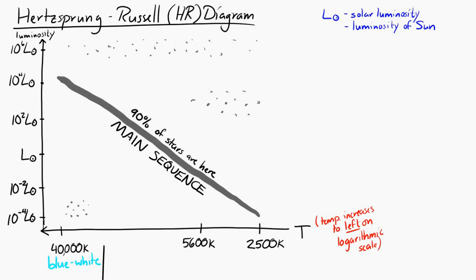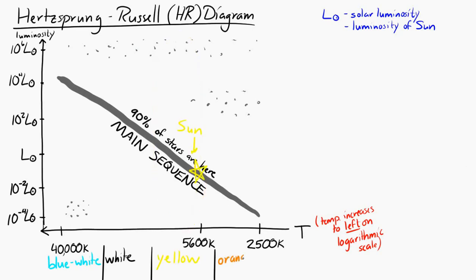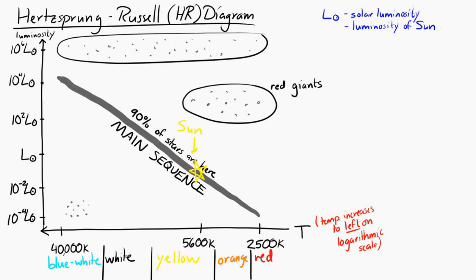So the stars over here on this side are going to be bluish-whitish. And then if we go to slightly lower temperatures, we'll have whitish stars. And then if we go to slightly lower temperatures, we'll have yellowish stars like our sun. And then over here, we have orangish and then reddish stars. Now the stars in this group right here are called red giants. Stars in this group up here are called supergiants. And then the stars over here in this corner are called white dwarfs. And we're going to think about each of these.